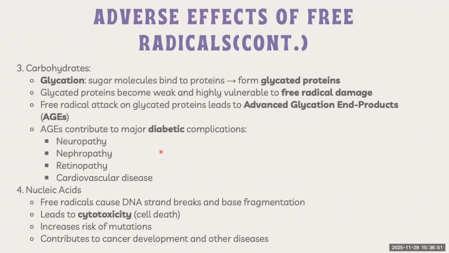There are four main complications that you want to keep in mind. You have neuropathy, which is nerve damage, nephropathy, which is kidney damage, retinopathy, damage to your retina, and cardiovascular disease due to atherosclerosis and vessel damage, okay? So the summary of this: you have high sugar. These sugars will go and bind to proteins. This will cause the formation of glycated proteins. These glycated proteins will be attacked by free radicals. This will cause the formation of AGEs, and these AGEs will cause various clinical symptoms, okay?